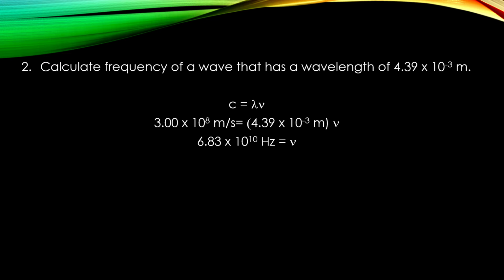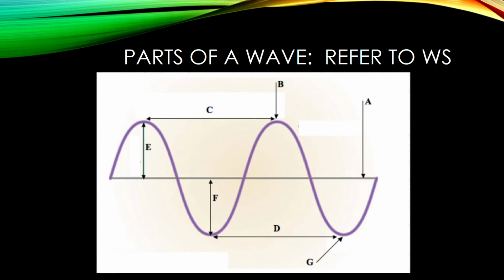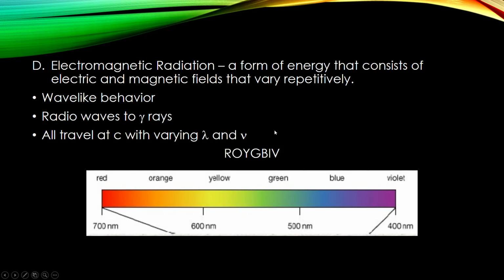Now let's take a quick look here. You've got a little picture up in the upper right-hand corner of your notes for parts of the wave. If you take a look at letter E and letter F, this is the displacement from letter A, which is called the baseline, which I know is not labeled. Letter E and letter F are referred to as the amplitude. That's what accounts for the brightness. How high that is gives you the different brightness of light that we see. Letter B is referred to as a crest, and letter G is referred to as a trough. And the distance from trough to trough, represented by D, or from crest to crest, represented by C, is your wavelength.